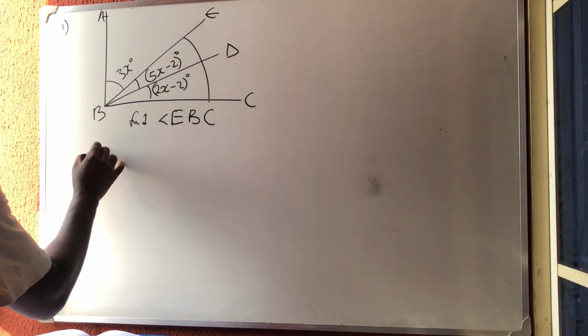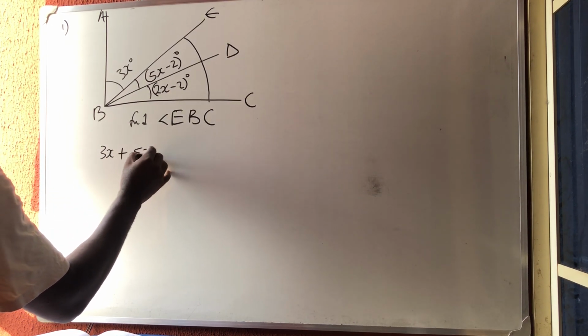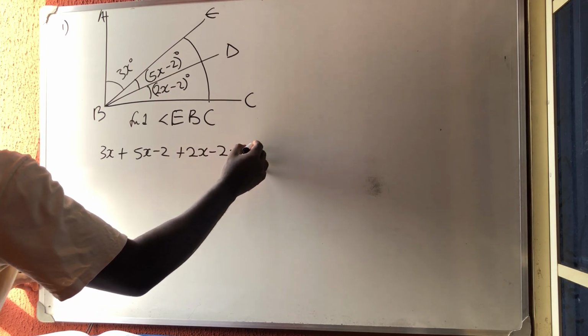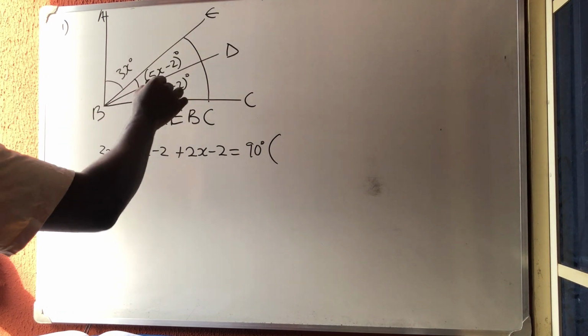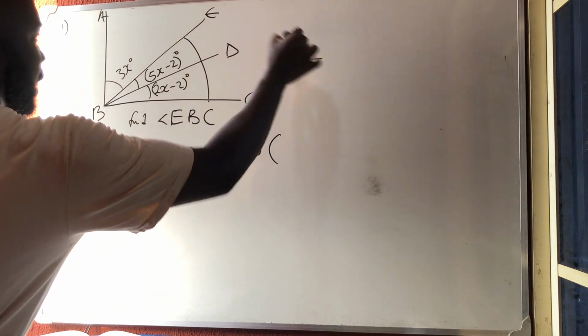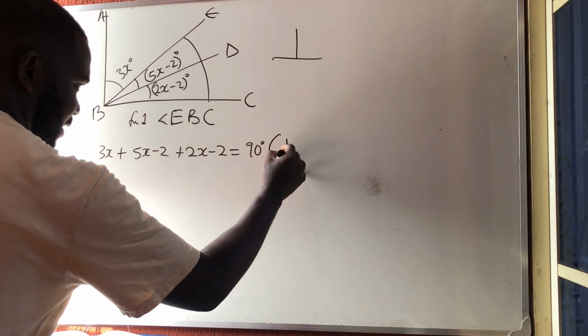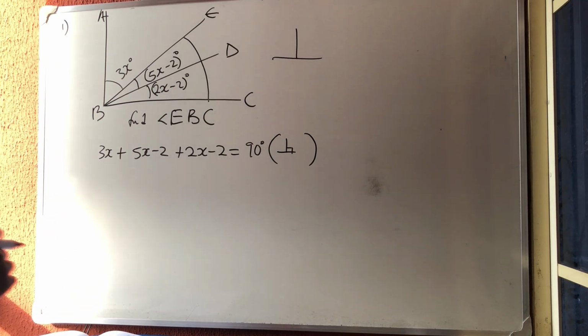How do you find x? You say that what? 3x, which is the first one, plus 5x minus 2 plus 2x minus 2. Everything must be equal to 90 degrees. What is my reason? Right angle. Don't forget, anything that is perpendicular to each other must be what? Right angle. You can write it like this, or you spell it out, right angle. That's my reason. So let us add all the x.